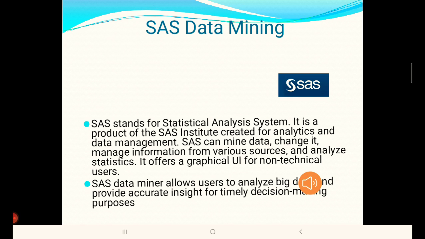SAS Data Miner allows the user to analyze big data. So big data is nothing but a large volume of data. For example, if you are using Google, the mining of data will be more. So they all come under big data concepts. So in order to mine or analyze big data, they can use this SAS tool, which is actually for timely decision making purposes.